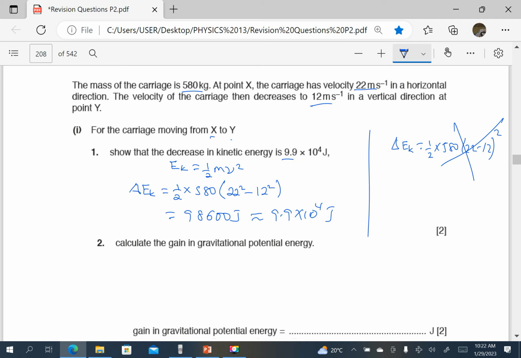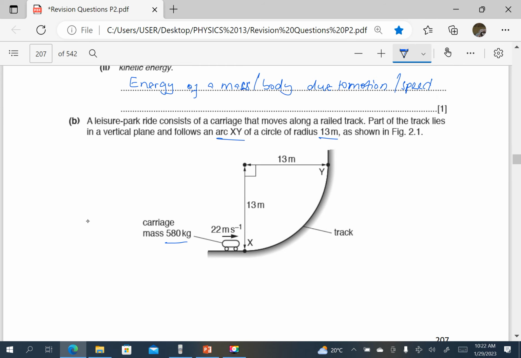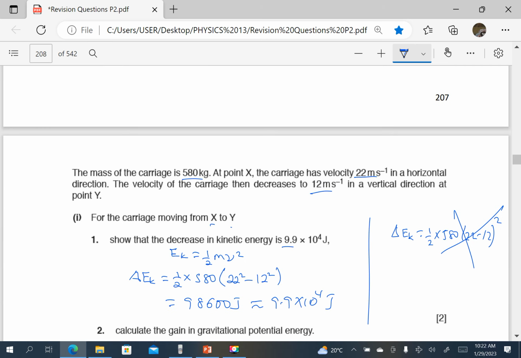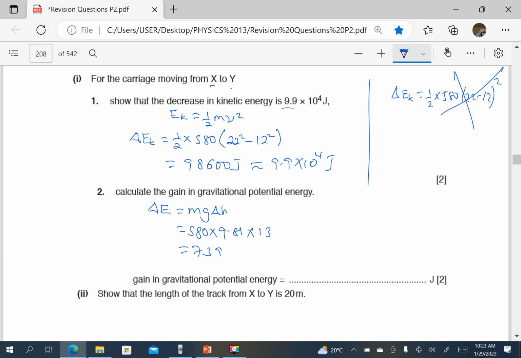Then the gain in gravitational potential energy. The gain in gravitational potential energy can be given by mg times the difference in the height. So this is going to be m, which is 580, g, which is 9.81, times the height h. The vertical height between X and Y is just the radius, which is 13 meters. So 580 times 9.81 times 13 is 7.4 times 10 power 4 joules.